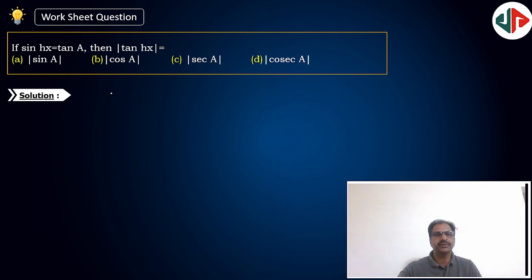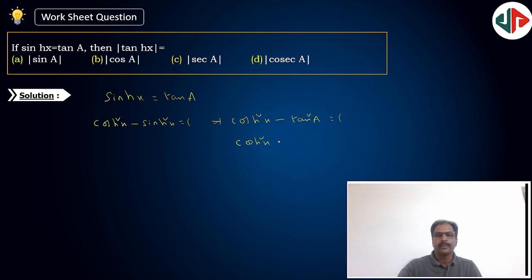Let us discuss questions from the hyperbolic. Sin hx is equal to tan a, tan hx is required. What is the identity we have? cos h square x minus sin h square x is equal to 1. Sin hx is given as tan a, so this is tan square a. So cos h square x is equal to 1 plus tan square a. What is 1 plus tan square a? Secant square a. Therefore cos hx is nothing but secant a.